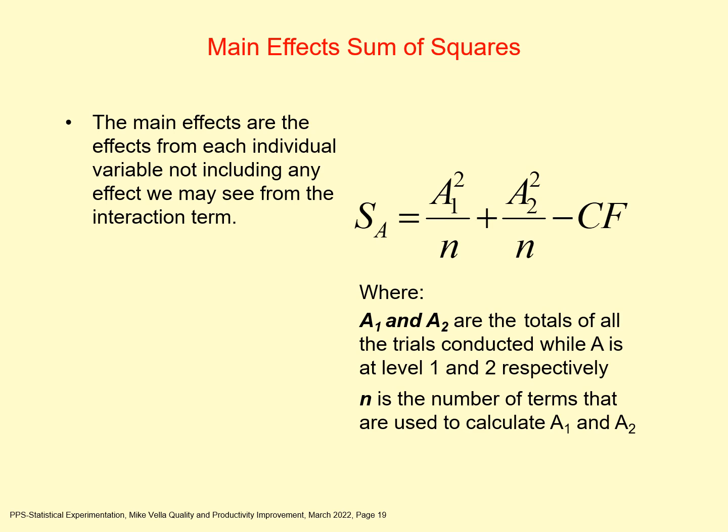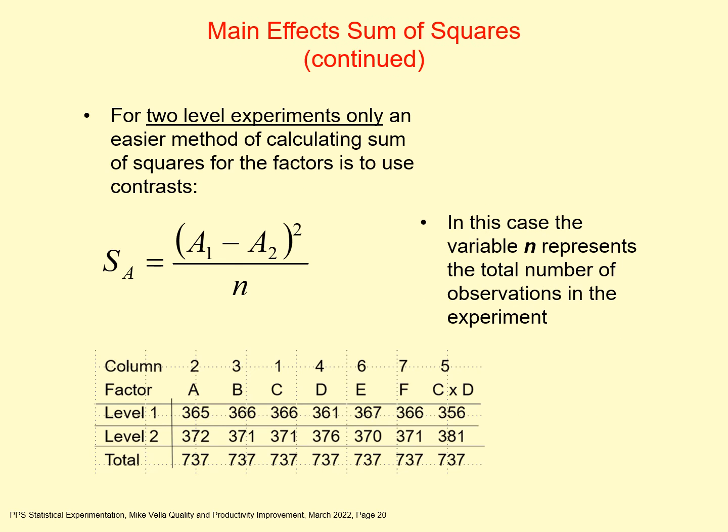Main effect sum of squares is one of the things that we really want to concentrate on. These are the effects that we expect to come out with in the experiment, where we're trying to contrast the impact of each of the factors, A1 versus A2, B1, B2, and so forth. And we want to find out which one of these that the team thought really made a difference, indeed do make a difference, and by how much. So the general calculation for the factors is shown on the right. However, for a two-level experiment, an easier method for calculating the sum of the squares for the factors is shown below, where the sum of squares A is A1 minus A2 squared divided by n. Again, in this case, the variable n represents the total number of observations in the experiment.